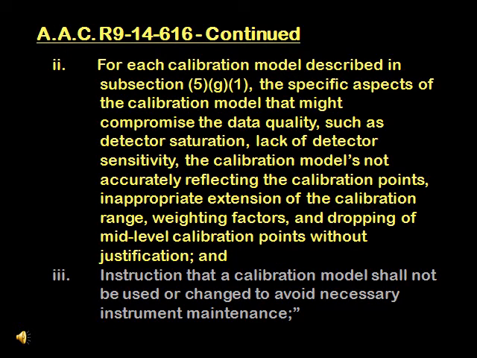Continuing with II, in this section, the regulations state, for each calibration model described in subsection 5G1, the specific aspects of the calibration model that might compromise the data quality, such as detector saturation, lack of detector sensitivity, the calibration models not accurately reflecting the calibration points, inappropriate extension of the calibration range, weighting factors, and inappropriate dropping of mid-level calibration points without justification.